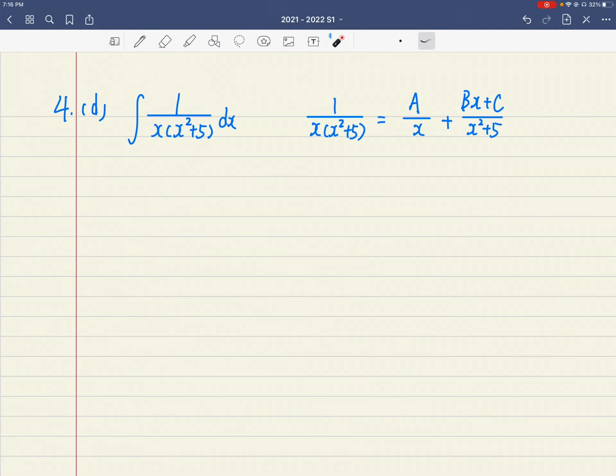So you can see here, the bottom degree is 1, so the top degree is 0. Bottom degree is 2, the top degree is 1. So then, we just have to solve. We just have to get the value of a, b, and c. So it is x times x squared plus 5. This part is a times this, so it's a times x squared plus 5, plus this times this, plus x times bx plus c.